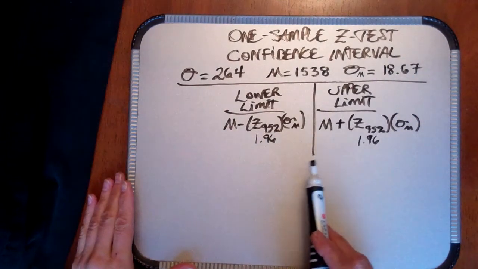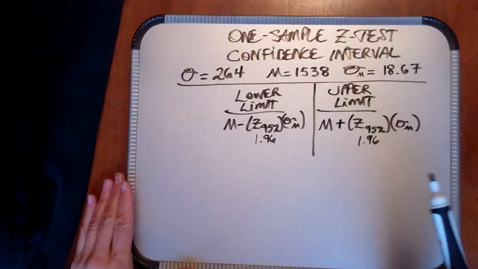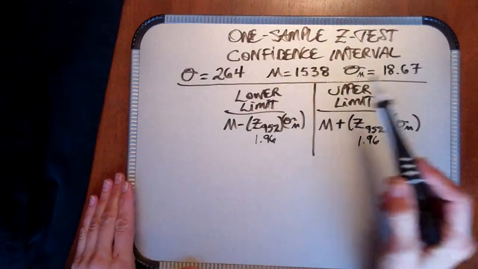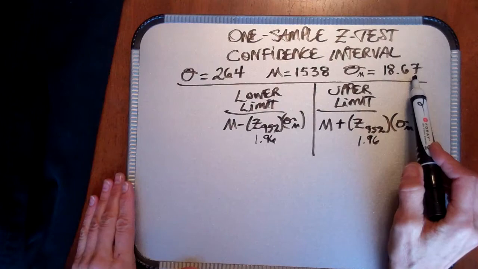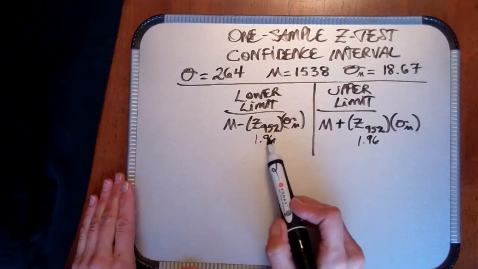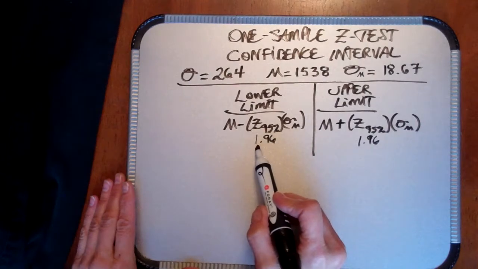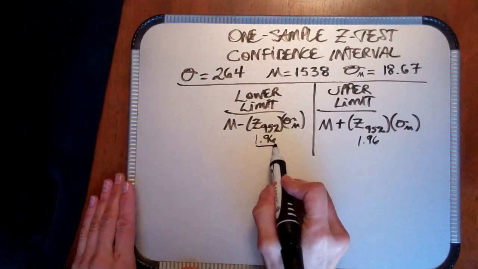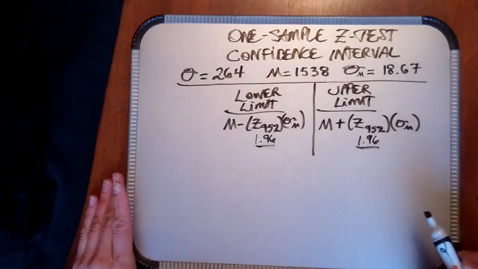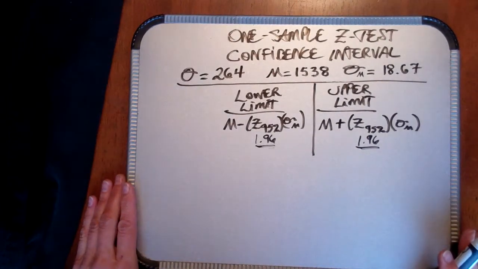To calculate the confidence interval for a one-sample z-test, you need to know the mean of the population, the standard error of the mean of the population, and the z-score that falls at the 95% level of probability, which we've already determined to be 1.96. You'll recognize that as your critical value for this test.